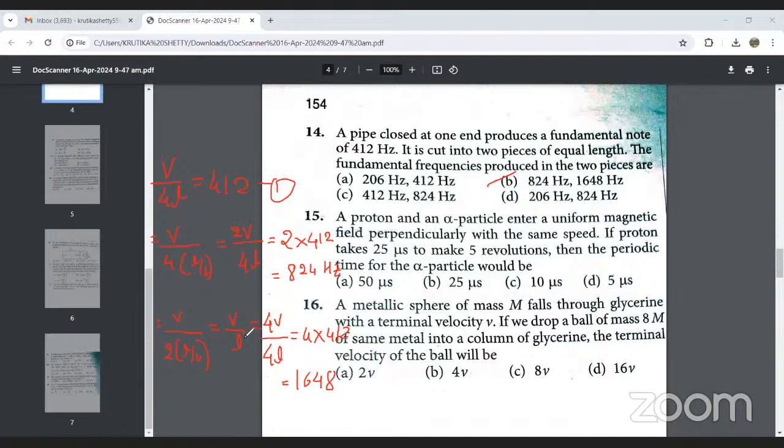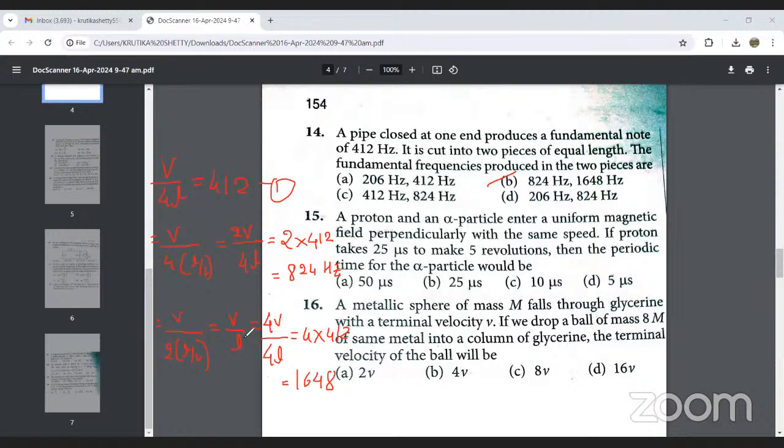So when cut, one will be a closed pipe of half length and one will be what? Open pipe of half length. One is an open pipe and one is a closed pipe, one side. So therefore it can be simplified in this way. Option B is the correct answer.